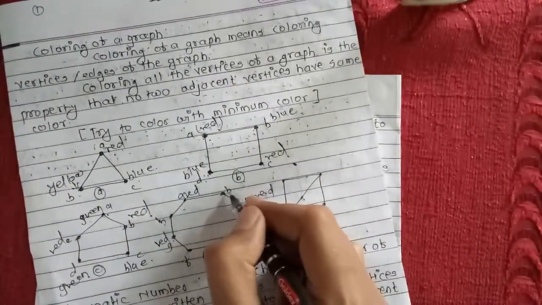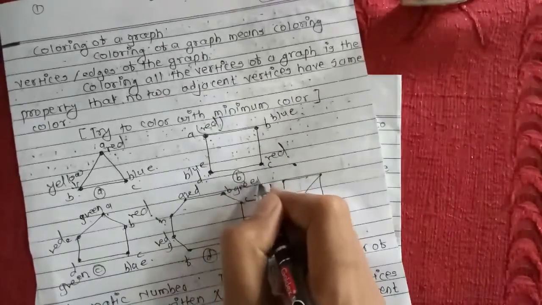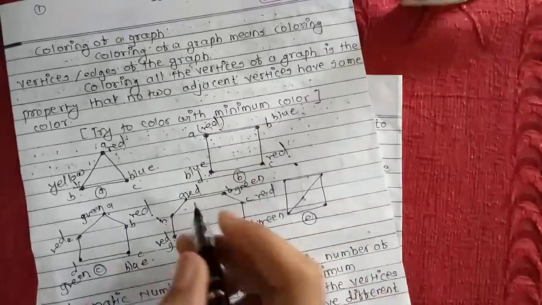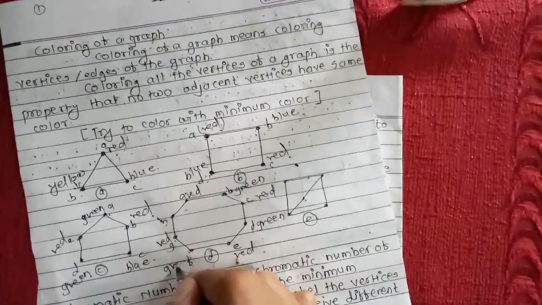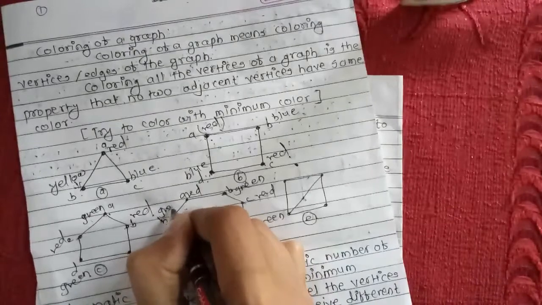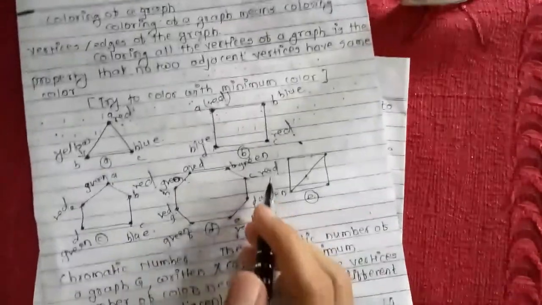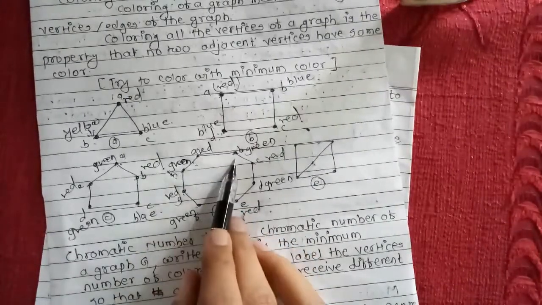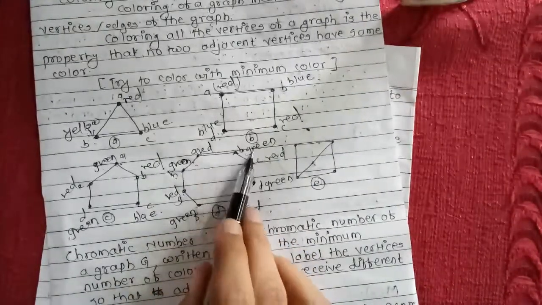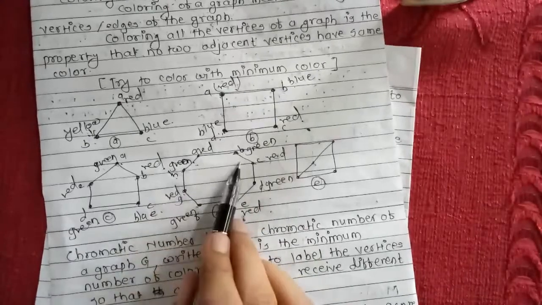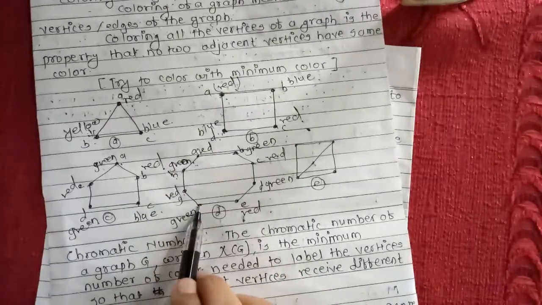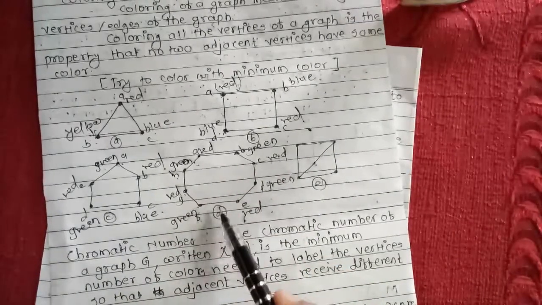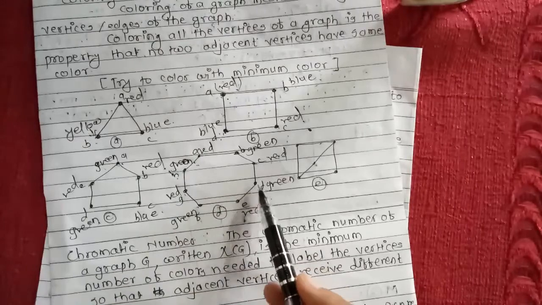Here we choose green color for B, therefore we can also choose green for D, also for F, also for H, right? Because H and B are not adjacent, we can give the same color to the vertices H and B, similar for D and F, right? So if we observe the graph D, we require only two colors, green and red, right?